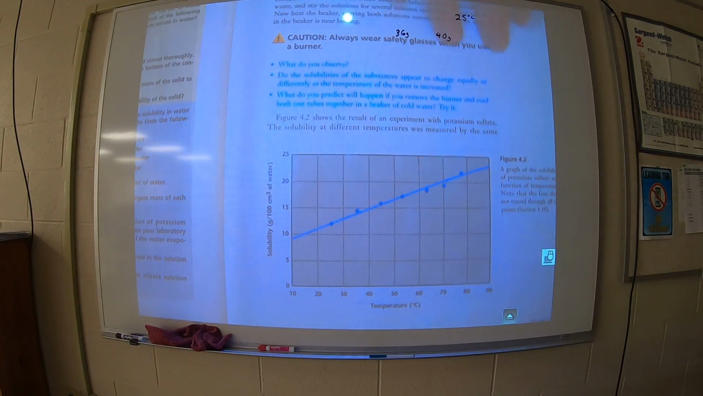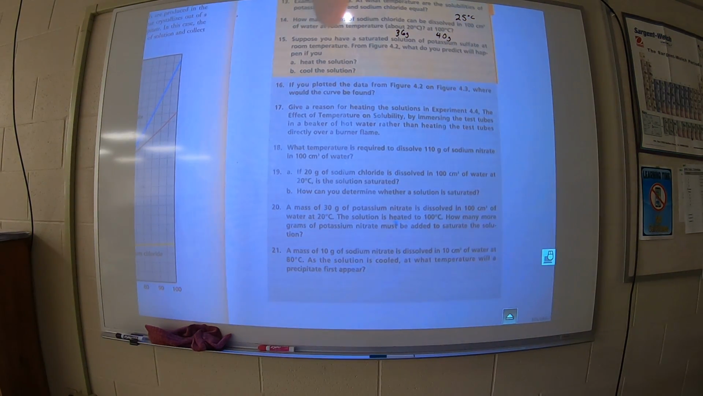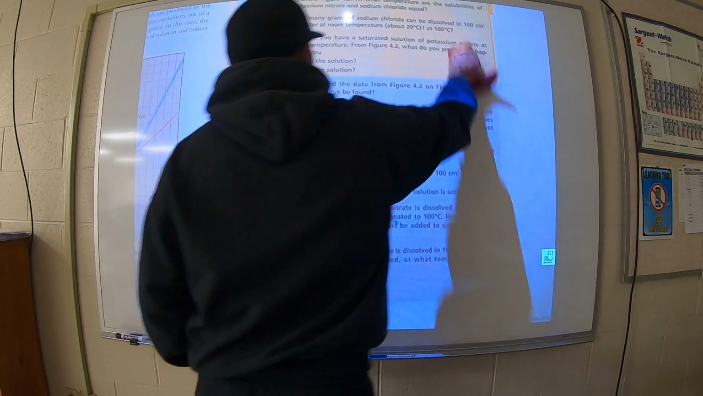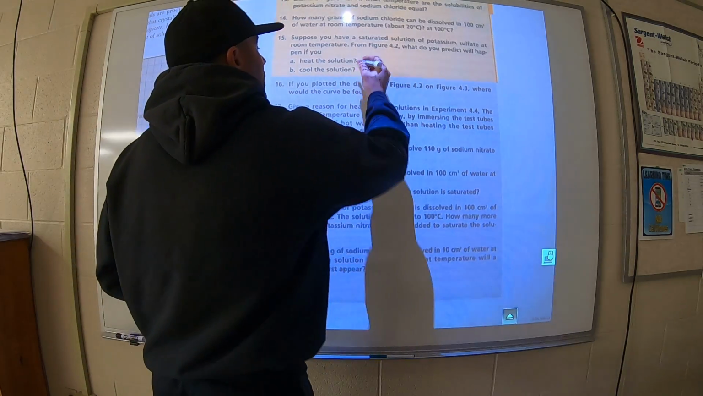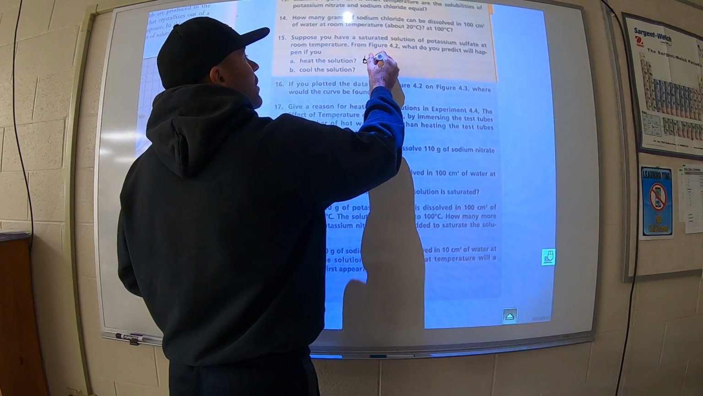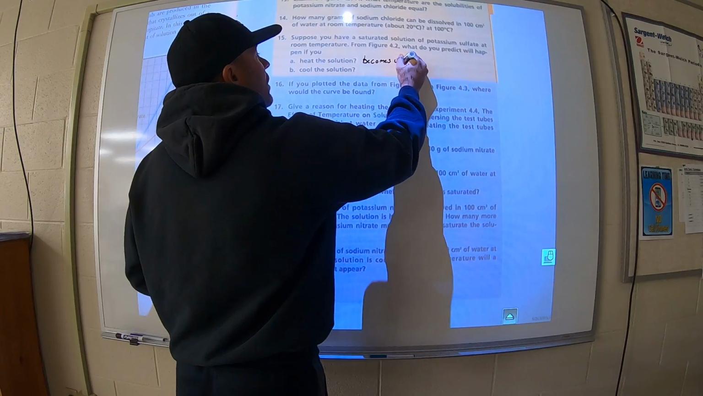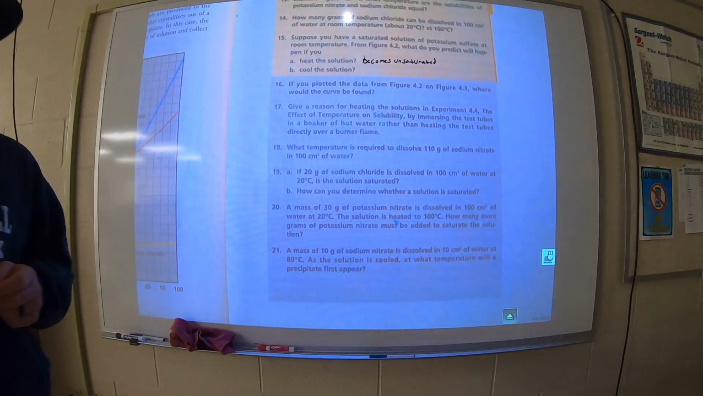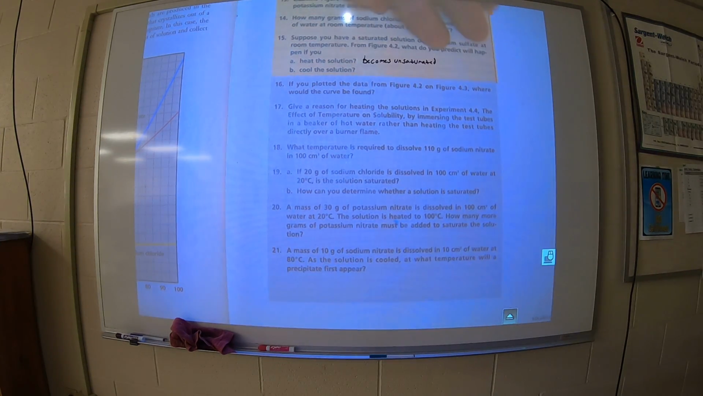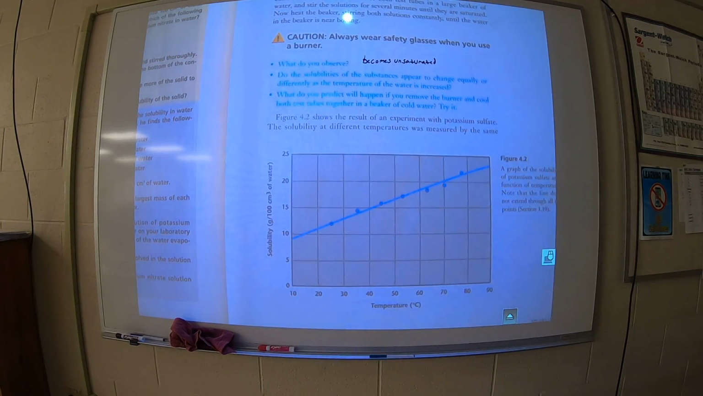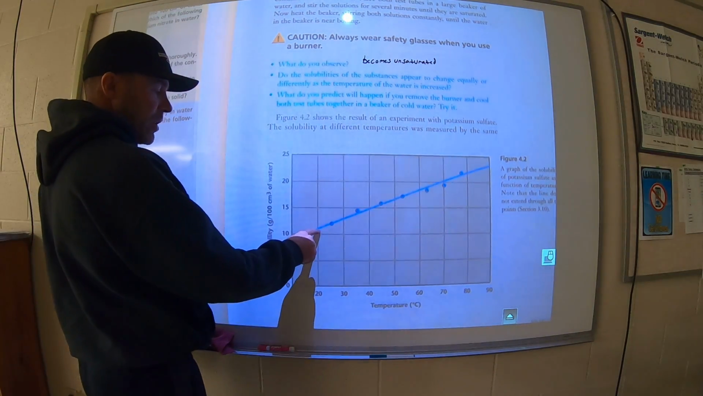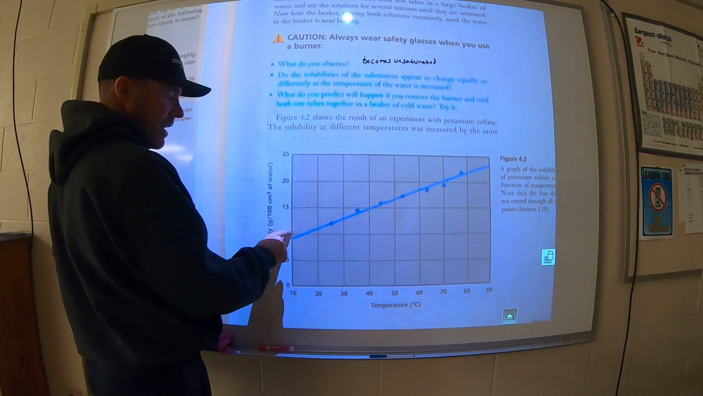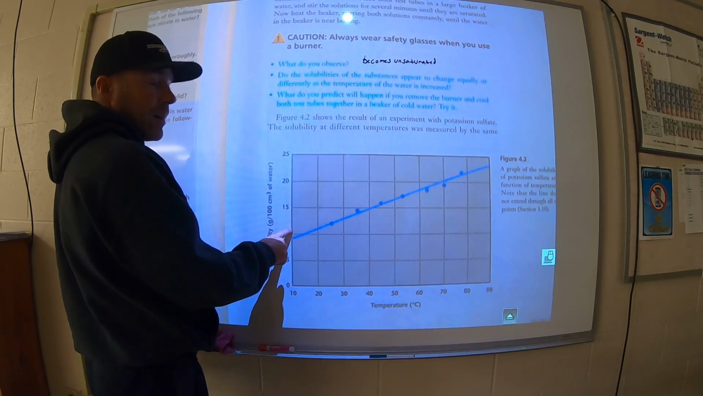So we're going to say for letter A on number 15, and I'm going to go ahead and erase these. If you heat the solution, it becomes unsaturated. If you cool the solution, so let me flip it back again. At 20 degrees you have 11, but if you cool it, let's say you just cool it to 10, which is all we have on here, the solubility goes down to 9. And so you're going to become supersaturated.